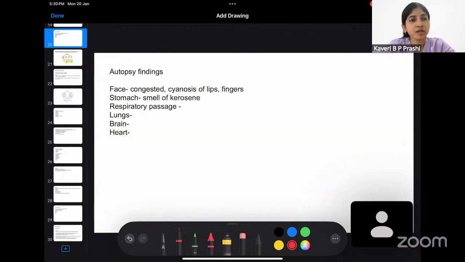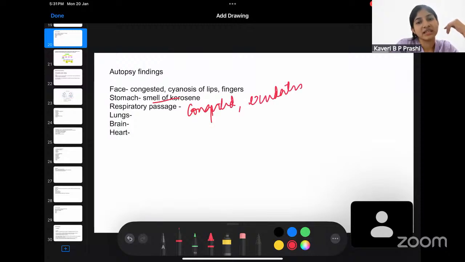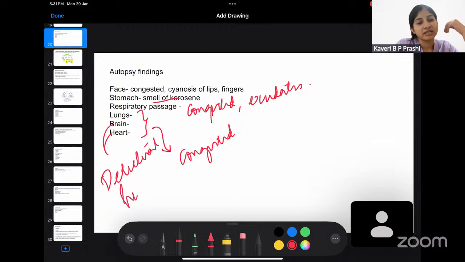So what are the autopsy findings? Look at the face. The face is going to be congested. There's going to be cyanosis of the lips and fingers. In the stomach, you can smell kerosene. The respiratory passage is also going to be congested, and there are going to be exudates seen in the respiratory passage. Coming to the lungs, brain, and heart, all of these are also going to be congested. In the heart and in the brain, you also see something called petechial hemorrhages. So this is what you are going to see.